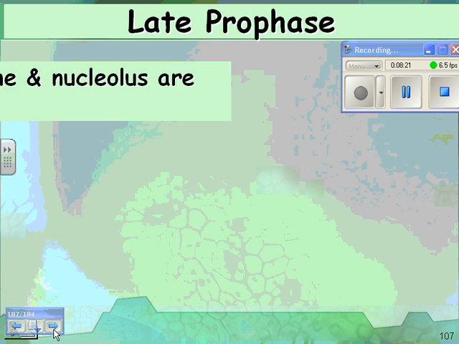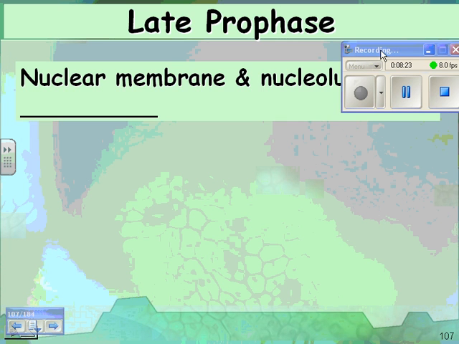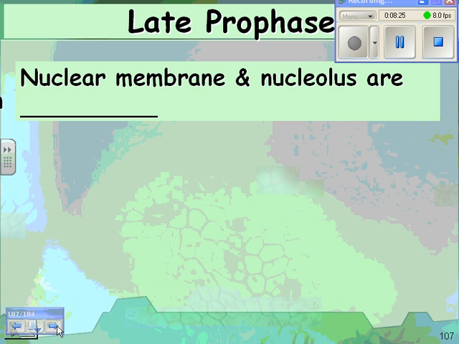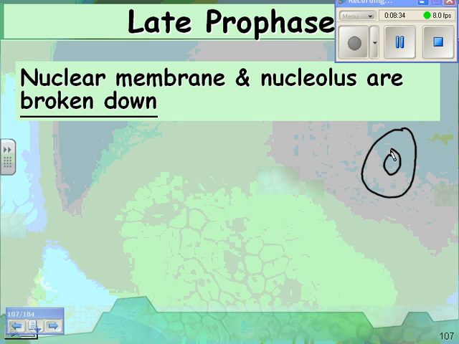So in late prophase, the nuclear membrane and the nucleolus are broken down. Remember, the nucleolus is the little structure in the nucleus where, let's draw a picture. Here's the nucleus. Here's the nucleolus. So it's a little structure that makes ribosomal RNA to be brought out to make ribosomes. But if your DNA is all condensed, you're not making RNA, and that RNA wouldn't be ribosomal RNA either.